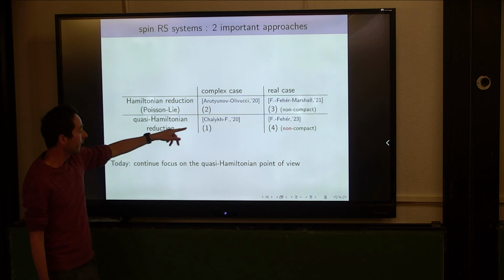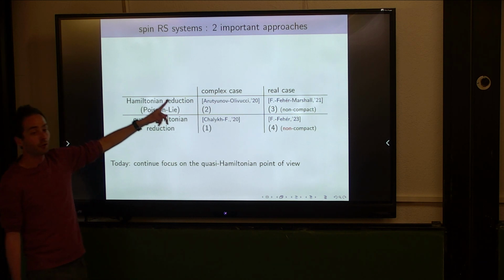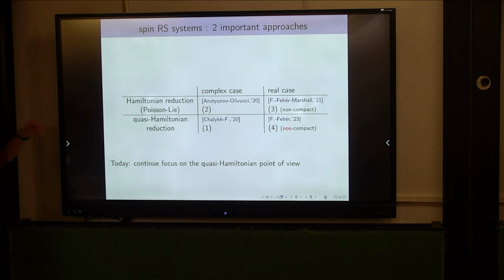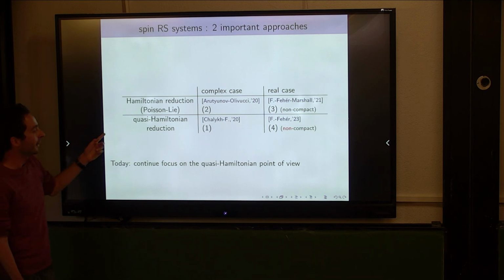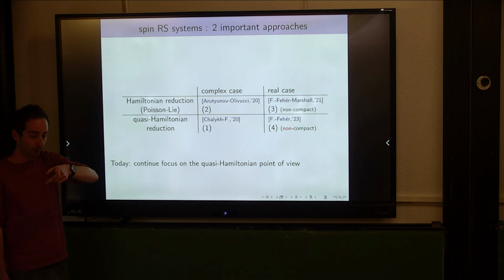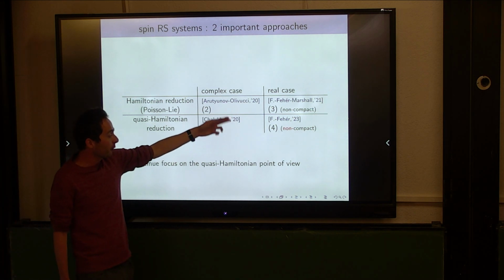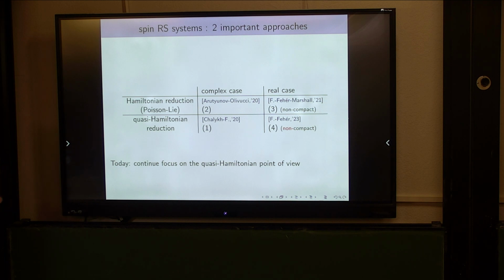I started during my PhD obtaining the quasi-Poisson reduction of the complex case with my supervisor, Oleg Chalykh. Then a few months later, the Poisson-Lie case was obtained, and again you get basically the same phase space. But what is more interesting is that then we went to the real case with Laszlo and Jan Marshall. And very recently, and I will finish with that, we got another real form by quasi-Poisson reduction.